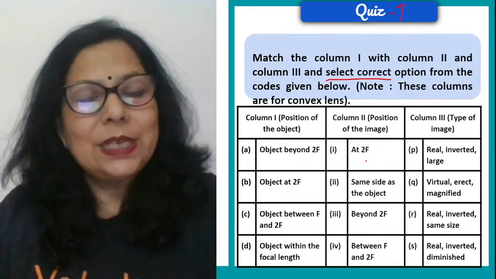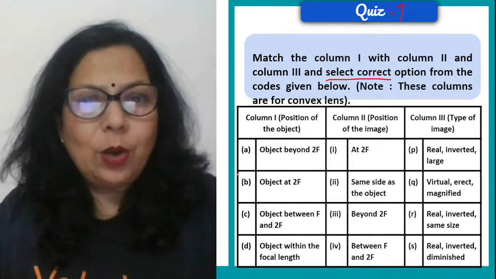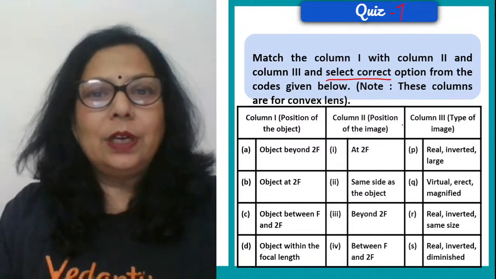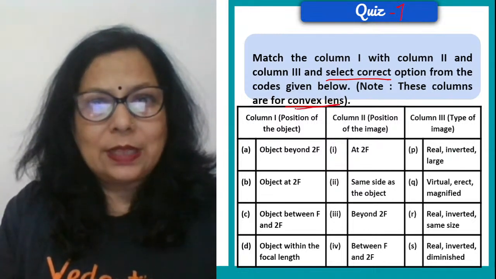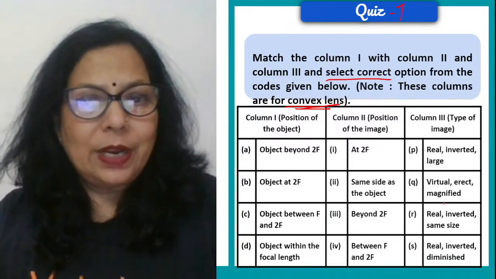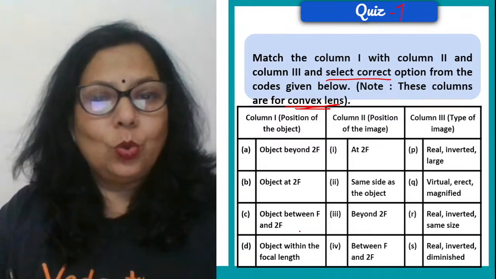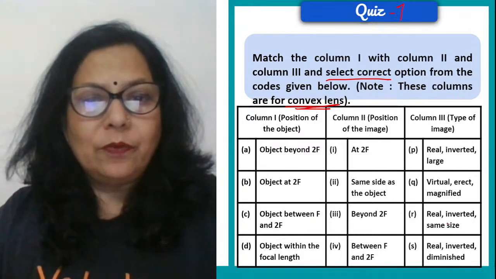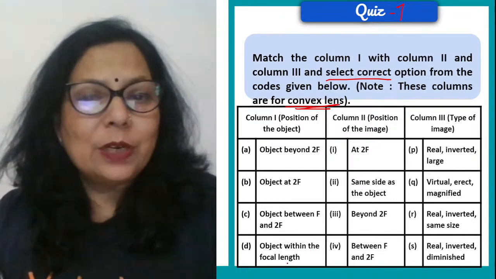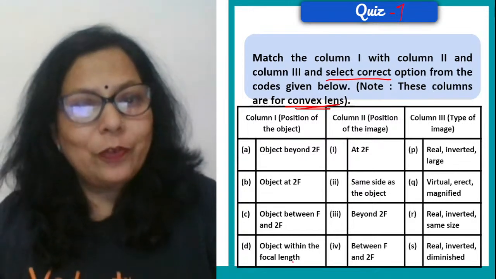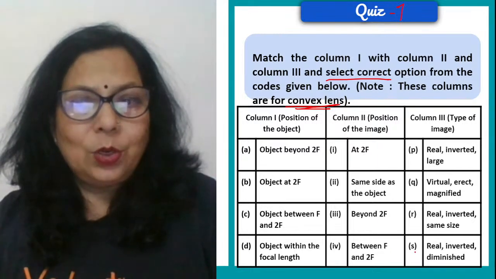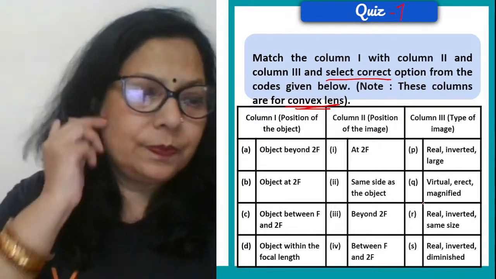Position of the image at 2F. अगर 2F पर ऑब्जेक्ट है तो क्या इमेज 2F पर बनेगी? Will it be real, inverted or large, convex lens? Object at 2F, same side as the object, virtual, erect, magnified. Object between F and 2F, image formed beyond 2F, real, inverted, same size. Object within focal length, मतलब F और optical center के बीच में है, image is formed between F and 2F, it will be real, inverted, and diminished.